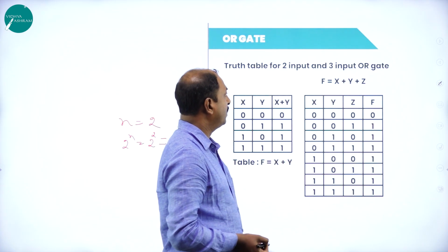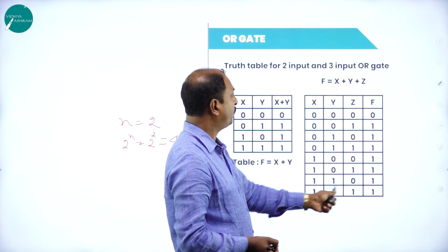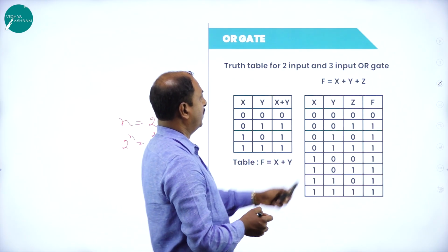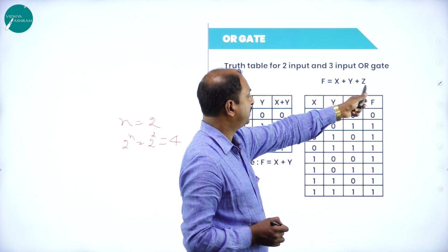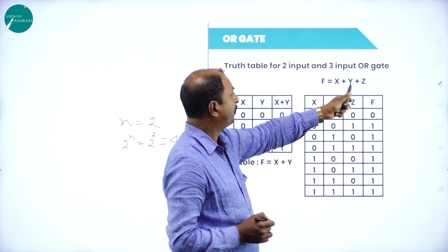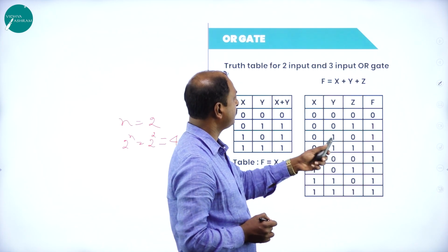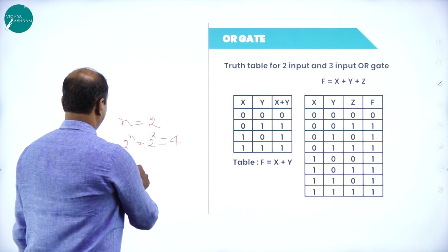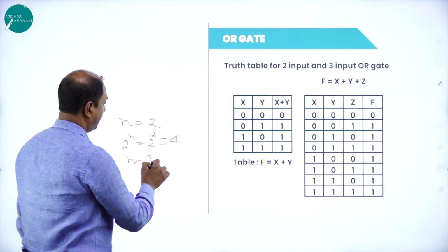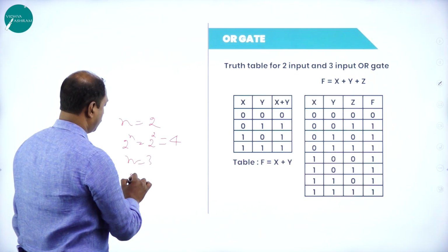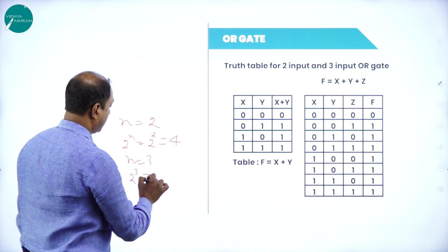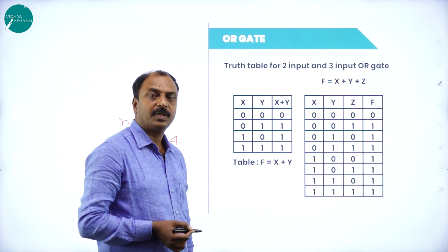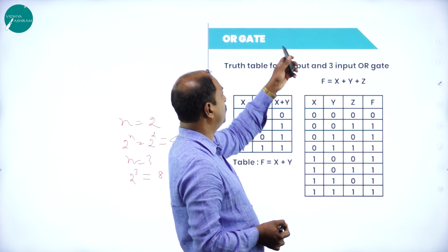Now similarly, we can look into the truth table for 3 input OR gate. Here x plus y plus z, plus stands for OR operation. There are 3 variables. If n equals 3, that is 2 to the power of 3, which equals 8. So we can have 8 different possible combinations for a 3 input OR gate.